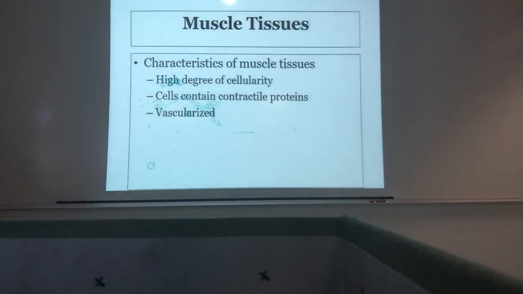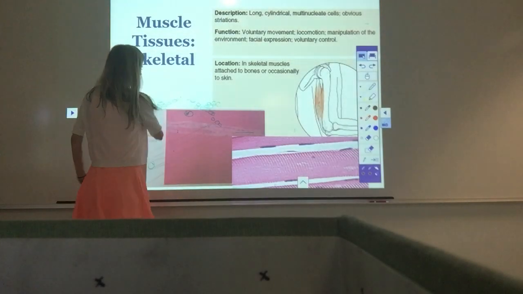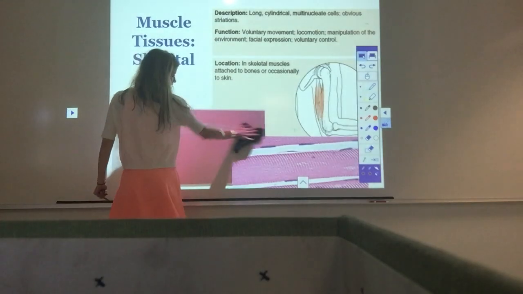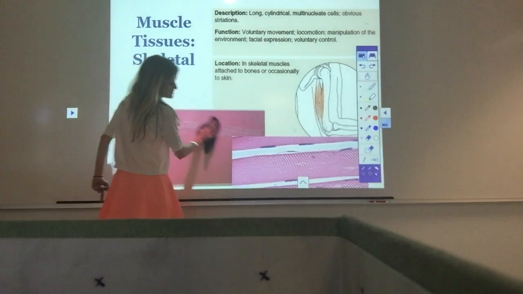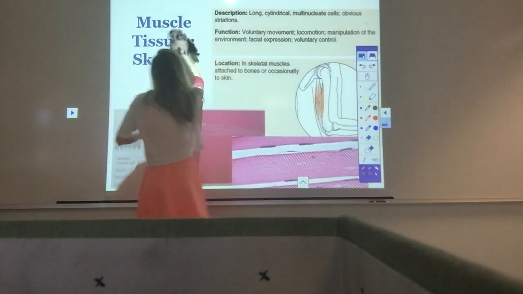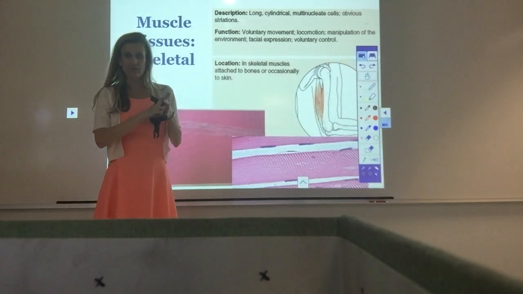The last thing, we've got muscle tissue. So we did epithelial tissue, we did connective tissue, now we have muscle tissue and nervous tissue. Looking at muscle tissue, we actually have three types of muscle tissue: skeletal muscle, cardiac muscle, and smooth muscle.